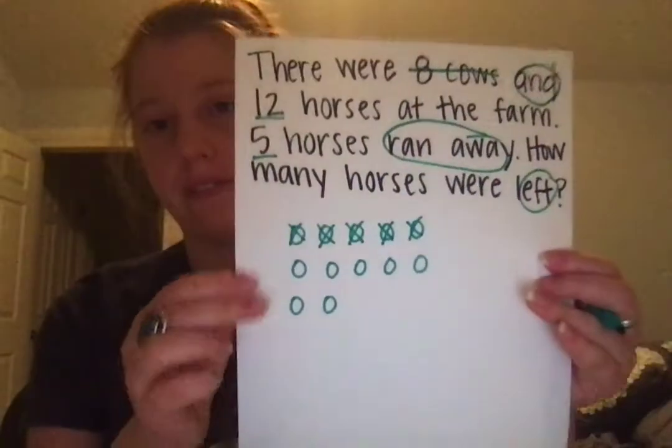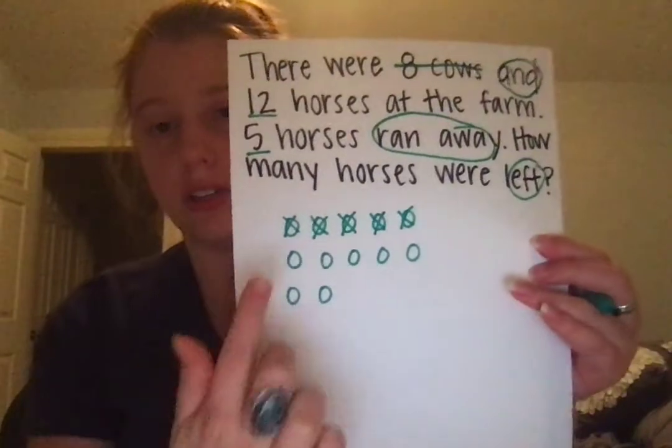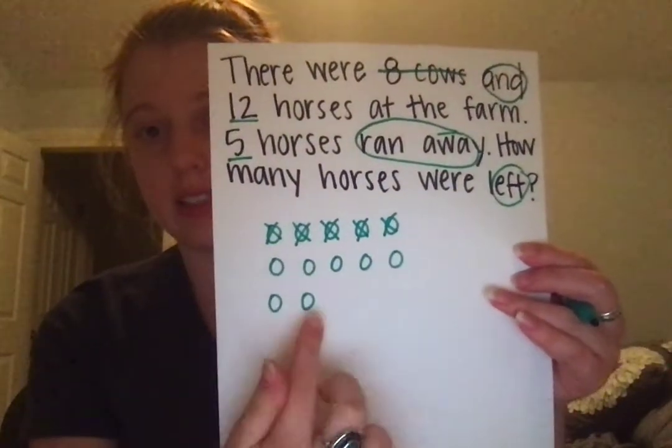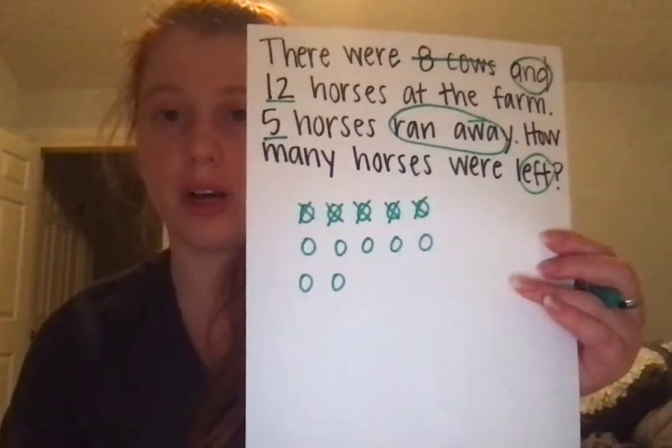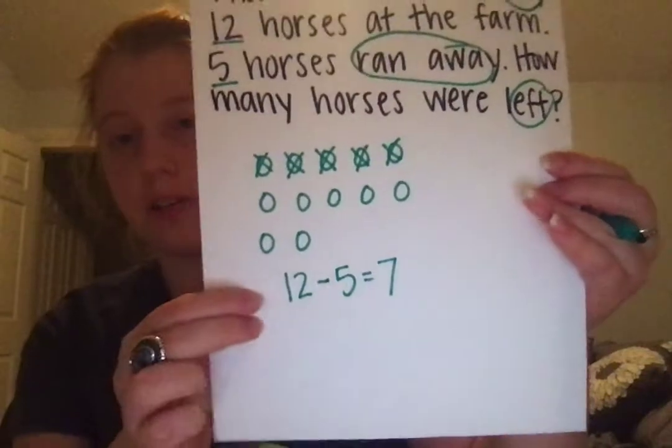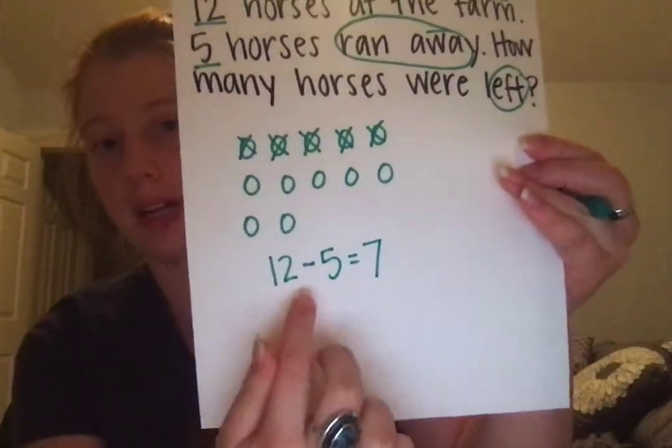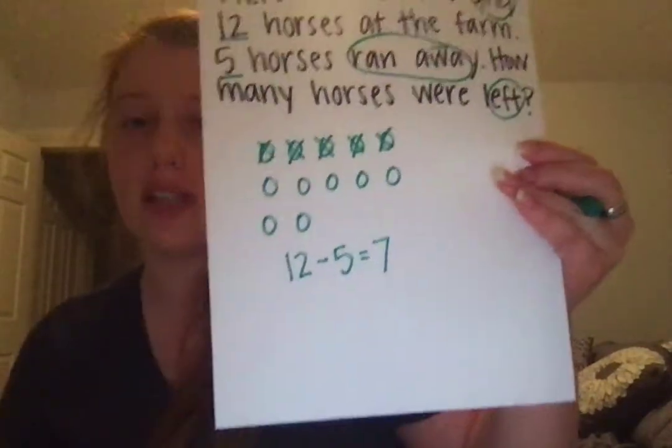Okay, we crossed out our 5 horses that ran away. So we have 5, 6, 7 left. So go ahead and write your equation. Okay, so our equations should say 12 minus 5 equals 7.